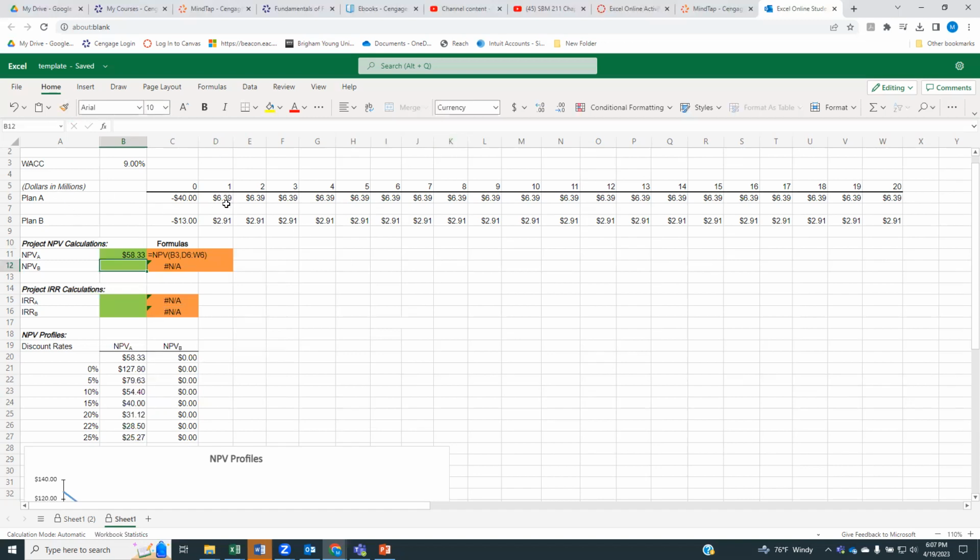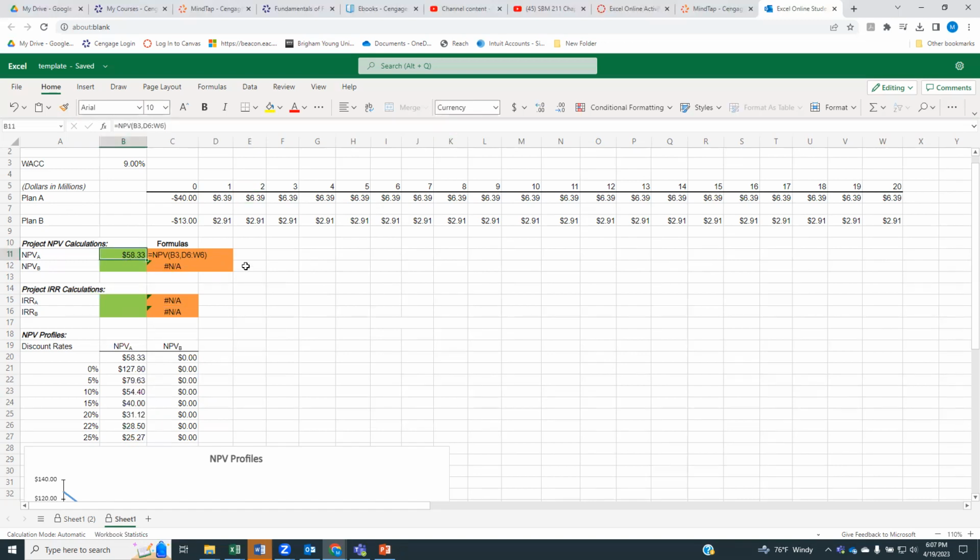So what is $6.39 million a year from now worth in today's dollars? Plus what is $6.39 million received in 2 years worth in today's dollars, plus 3, plus 4, plus 5, all the way to 20. So that gives us the present value of the future cash flows.